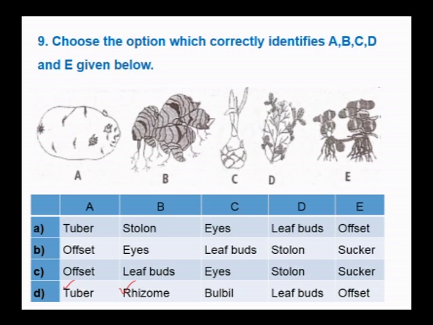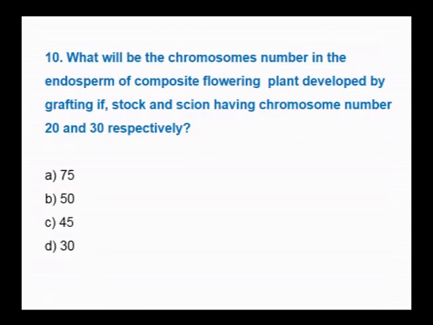Then this is agave bulbil, correct. Epiphyllous buds in Bryophyllum, leaf buds, correct. This is water hyacinth, offset, correct. Therefore, the answer is D. D is the answer.